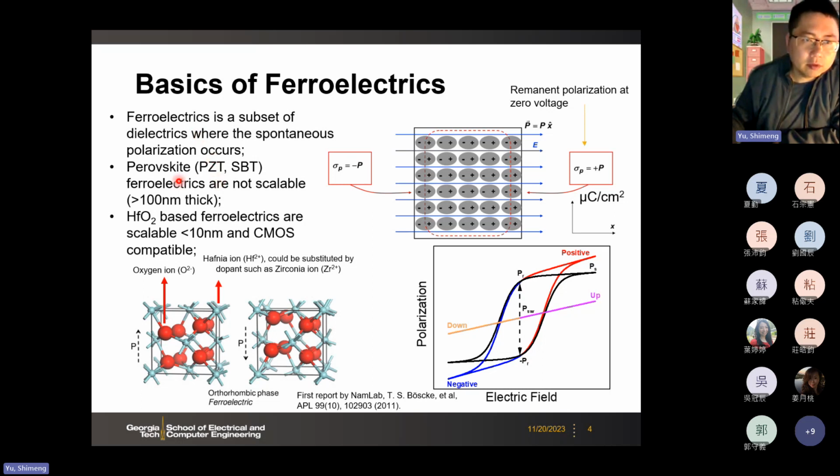Historically, ferroelectrics were discovered more than 100 years ago. And most of the prior research on ferroelectrics was based on perovskite material, like PZT, SBT, very complex oxides, like 3-element or even 4-element. So those ferroelectrics in the old days are not very scalable. To show the ferroelectric property, the thin film needs to be thicker than 100 nanometers. So this is not very compatible with advanced CMOS technology.